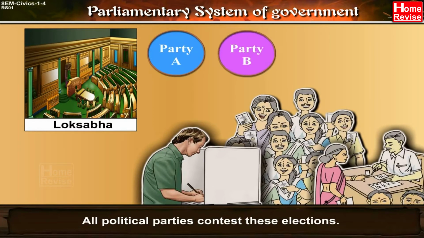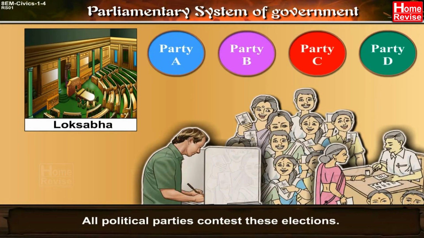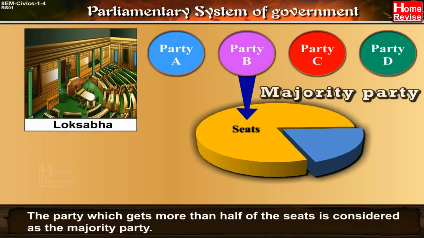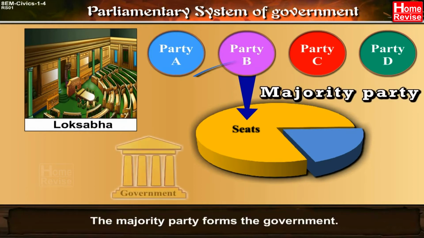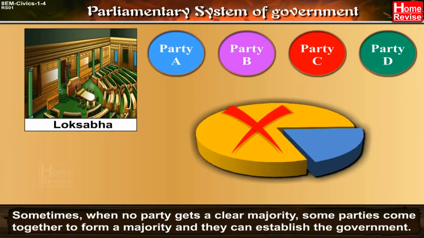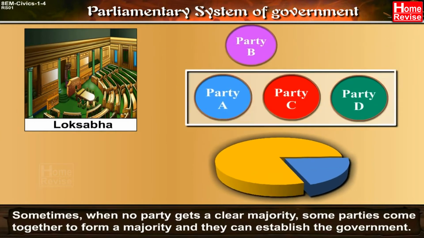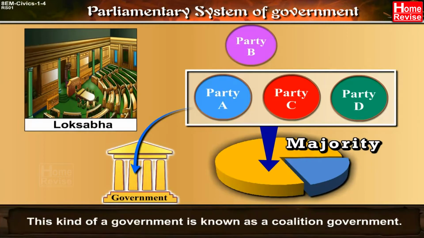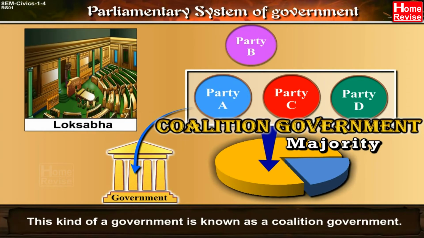All political parties contest these elections. The party which gets more than half of the seats is considered as the majority party. The majority party forms the government. Sometimes, when no party gets a clear majority, some parties come together to form a majority and they can establish the government. This kind of government is known as a coalition government.